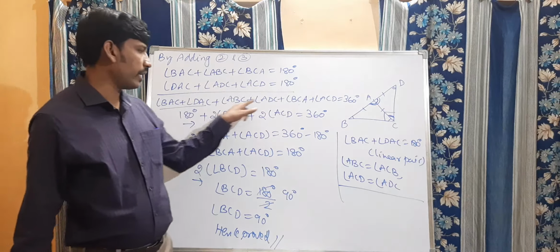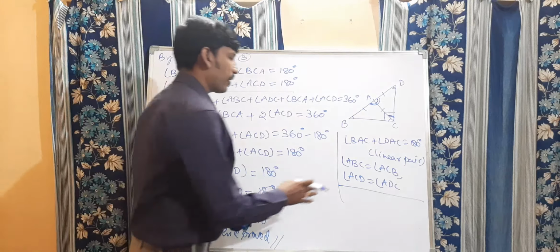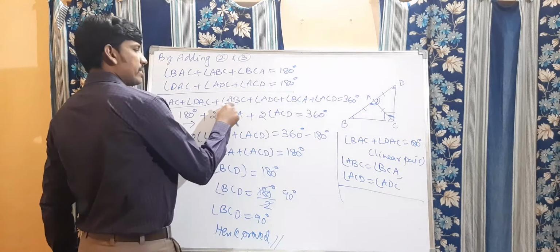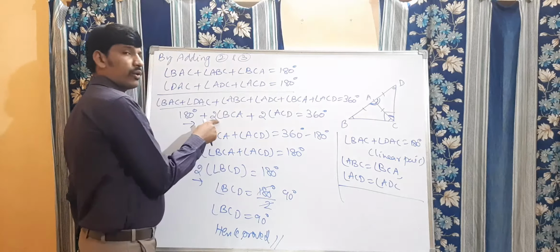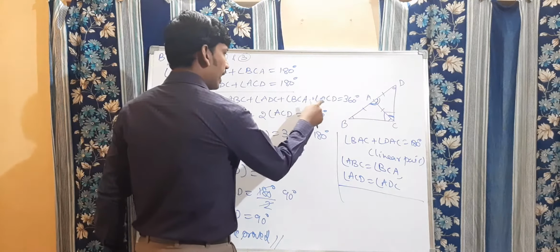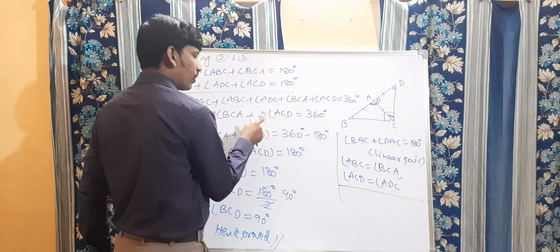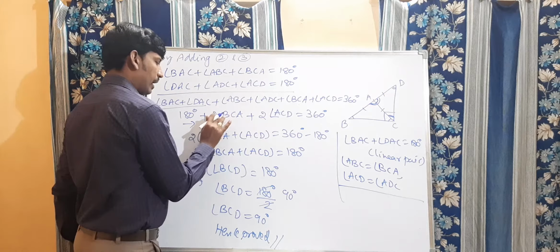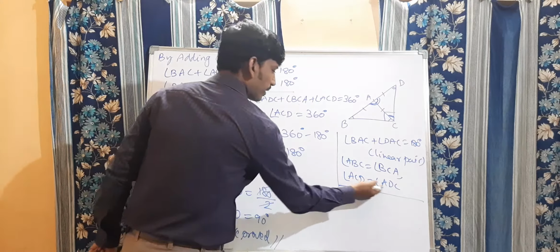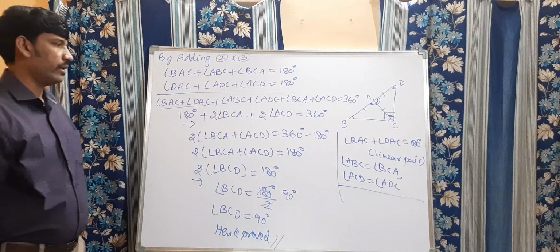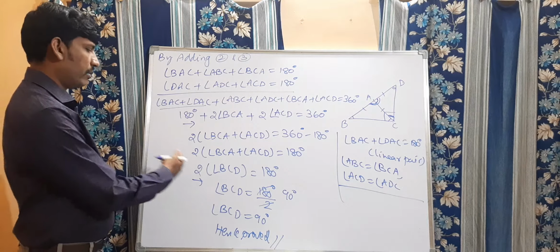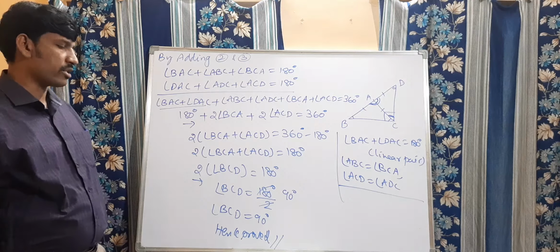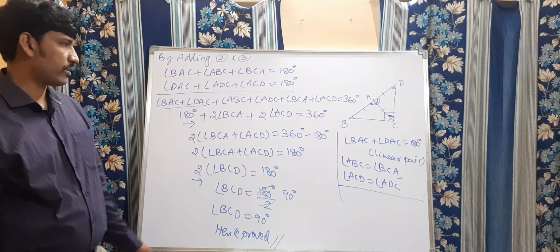So these are all we are using. Here ABC, ACB or BCA, you can take BCA, don't get confused. ABC and BCA, these two are equal, so I wrote 2 times BCA. And ACD and ADC, these two are equal, I wrote 2 times angle ACD. Clear? So now by subtracting 180 from 360, you will get 180. By transposing to the right hand side, it will be division, you will get 90 degrees. So therefore angle BCD is equal to 90 degrees. Clear?